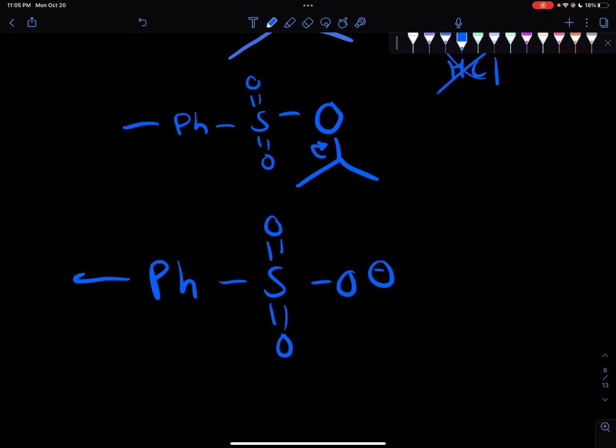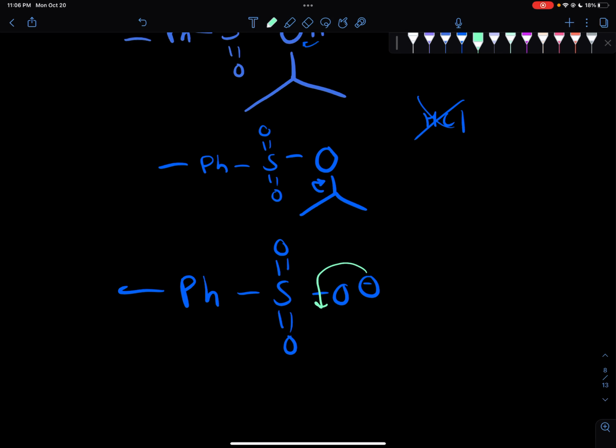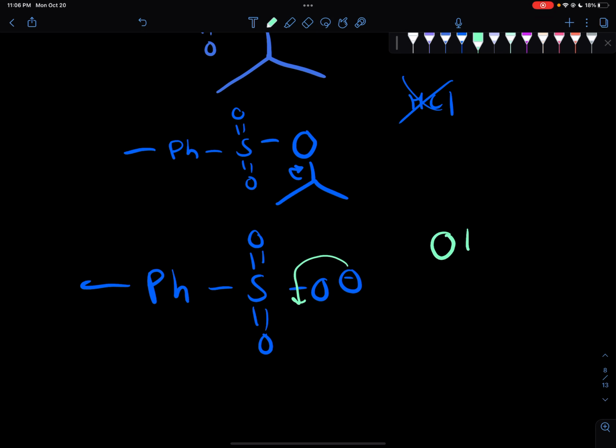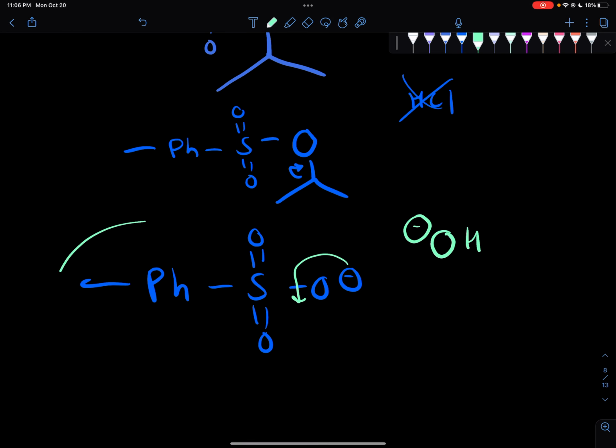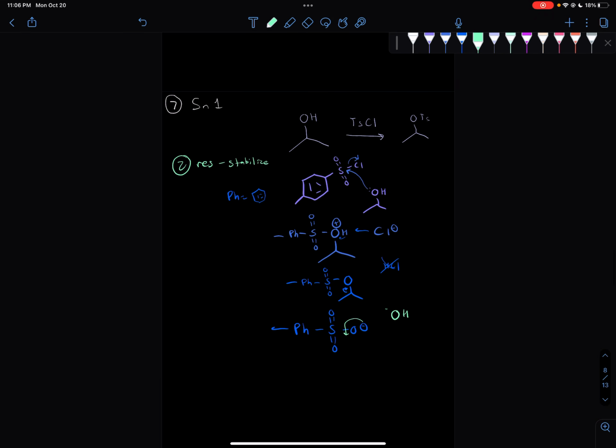Look at this. You have resonance with both of these, right? You can either do that or you can do this. That's very good, very stabilized. You should definitely know that resonance stabilizes, doesn't matter if it's negative or positive, but resonance is always good. So it's now fine leaving as a negative charge, right? This was bad, but this is amazing. So that is what tosylation is all about.